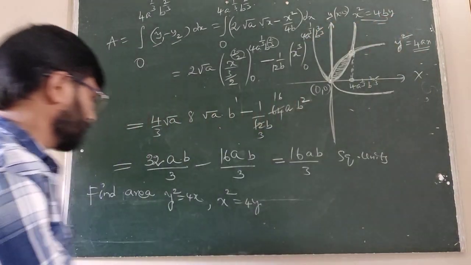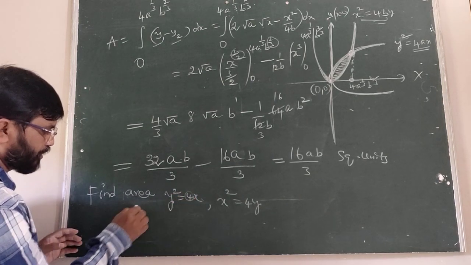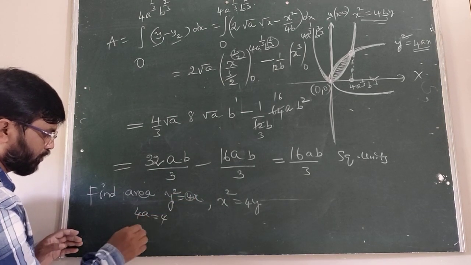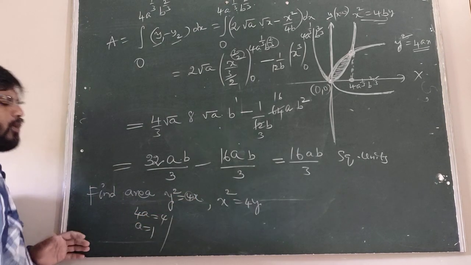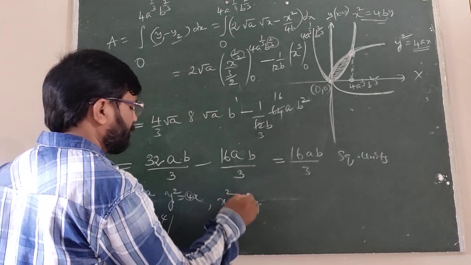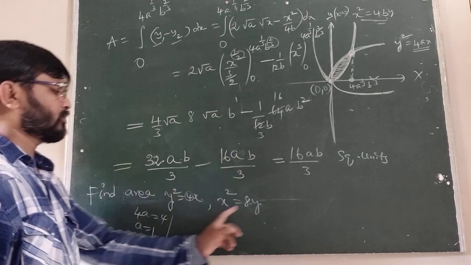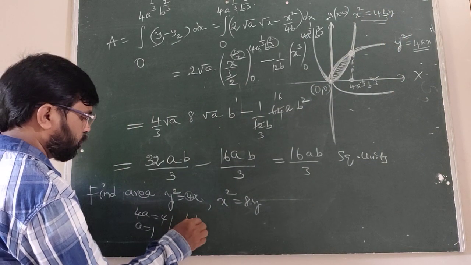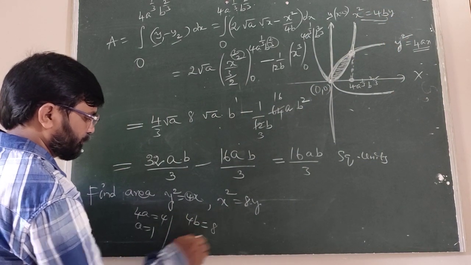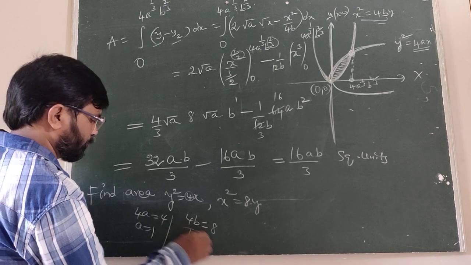How to compare this one? The first curve is 4a equal to 4. The value of a is 1. Suppose there is 8, we can take 8. This is x square equal to 4by. Then it is compared with 4b equals 8. Therefore b value equal to 2.